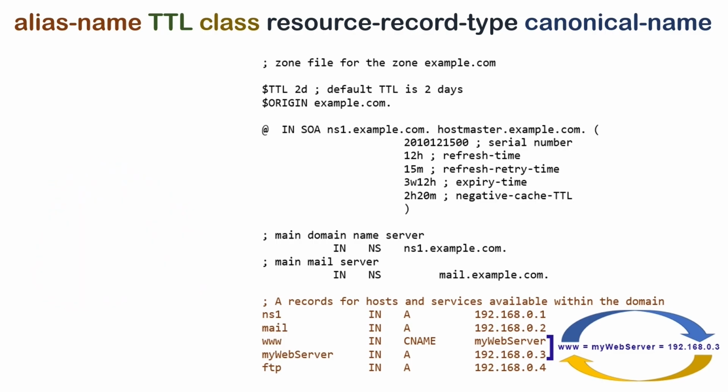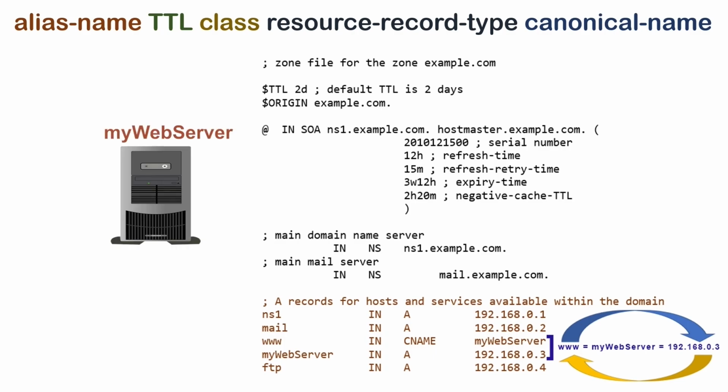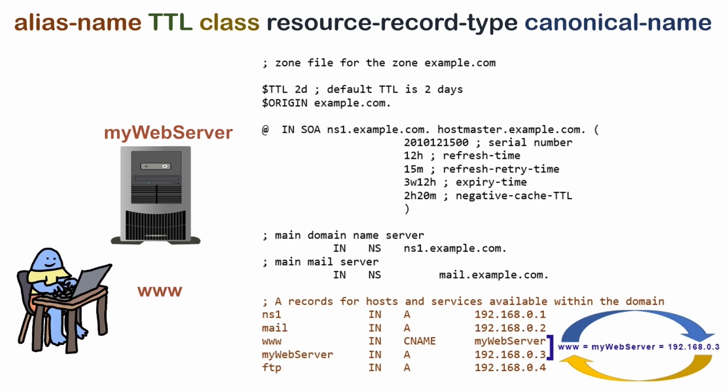Let's understand it through our example. Suppose we run the web service on a host called mywebserver. In this situation, we can map the name www with the name mywebserver. After this, DNS will translate the name www into the IP address of mywebserver. Users will access the web service running on the IP address of mywebserver by using the name www.